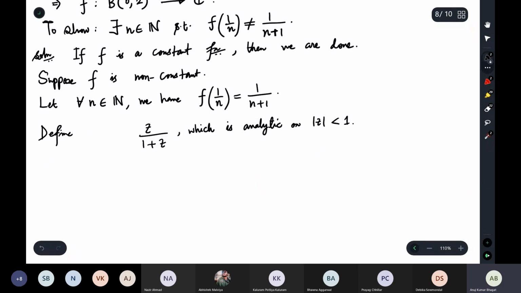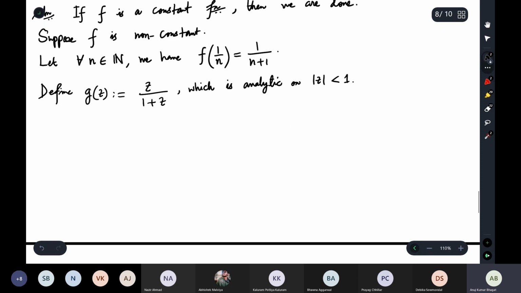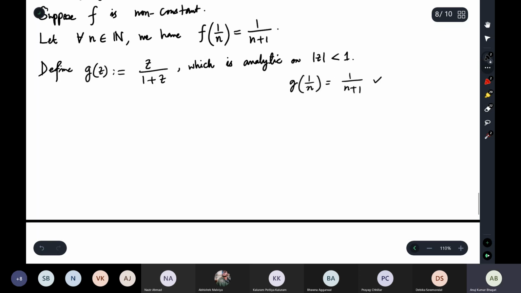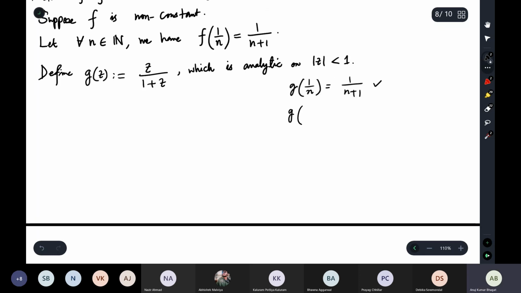Just a minute. Let me define it this way for the time being and let's see what happens. You might be thinking, how did this function z/(1+z) suddenly appear? You have to find such a function for which this is true: g(1/n) is also 1/(n+1). You have to construct such an analytic function. So how can I do that? Just check, what will g(1/n) be? This will be (1/n)/(1+1/n). What are we getting? (1/n)/((n+1)/n). Yes, you are getting that. So 1/(1+n).